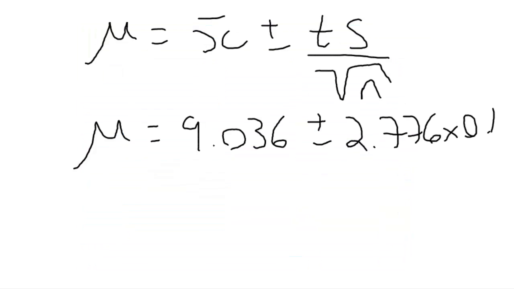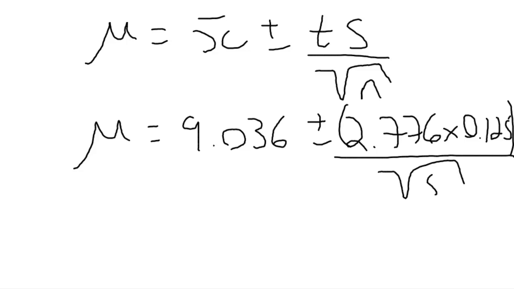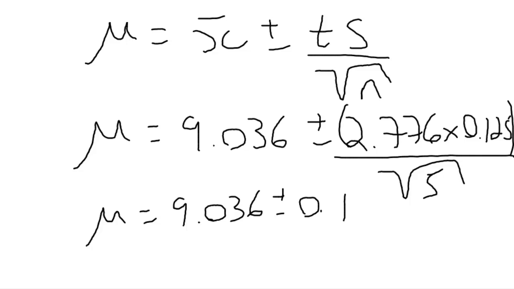And multiply that by the standard deviation, 0.125, and divide that by the square root of the number of observations, which is 5. And you end up with a value of, well, we have the mean, which is 9.036 plus or minus 0.15573. And we normally round the error, round the value of the precision down to 1 or 2 significant figures.